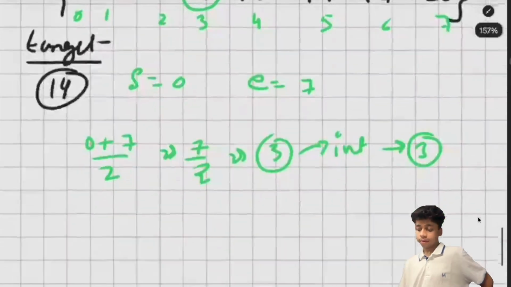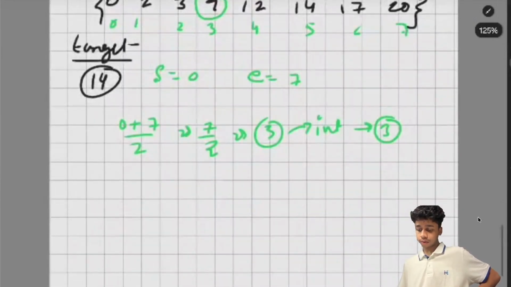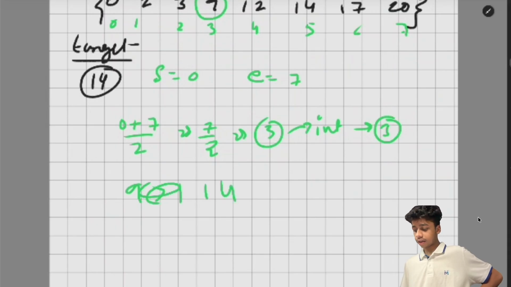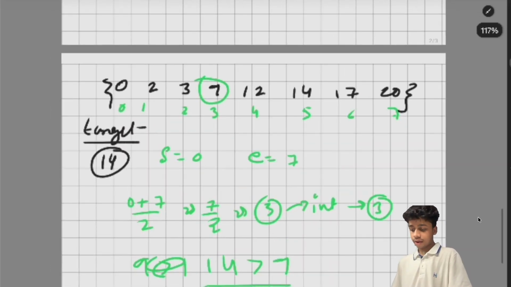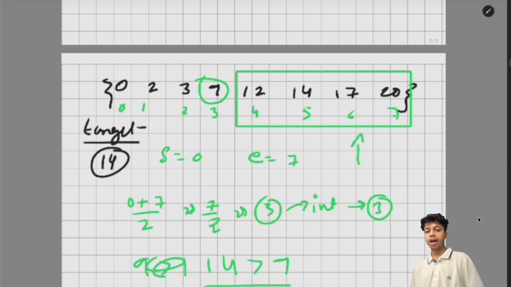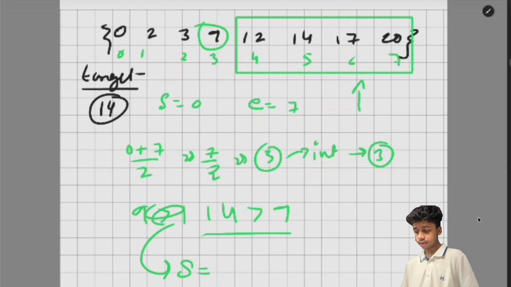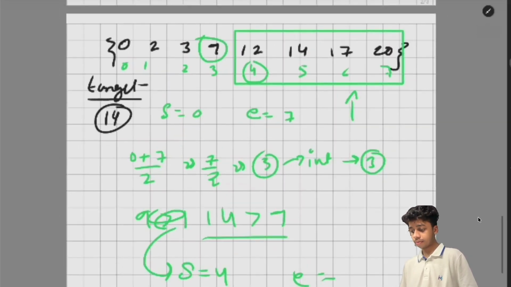Then we will check the cases we have seen: if target is greater than mid. Our target is 14, mid is 9. Is 14 greater than 9? It says yes. Then move to the right side. Now our array becomes this, where we have to search the target element. Our start index becomes this one, which is 4, and our end index will be again 7.